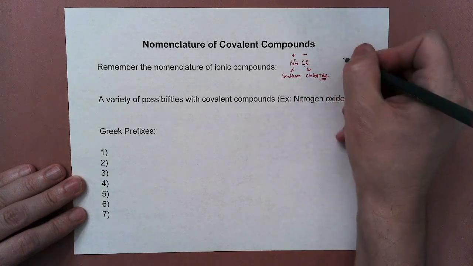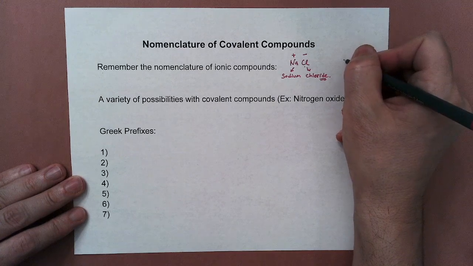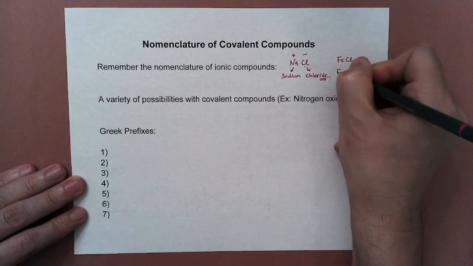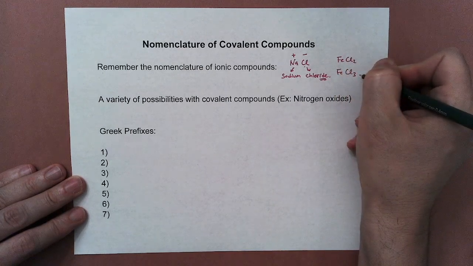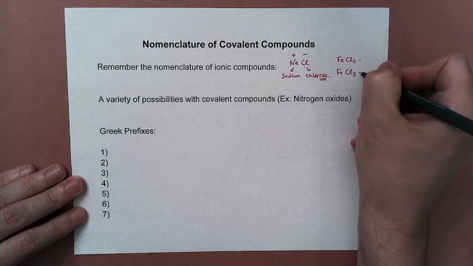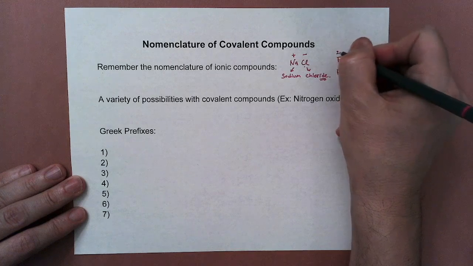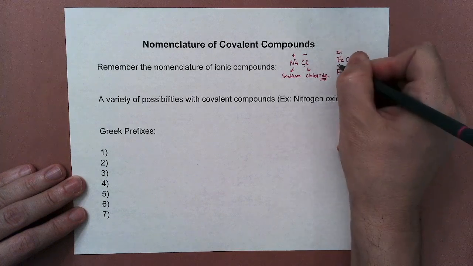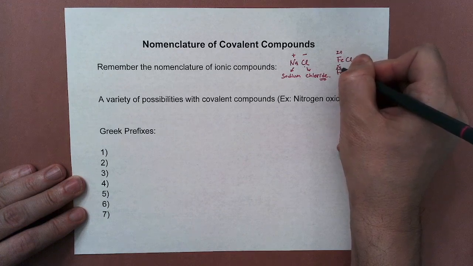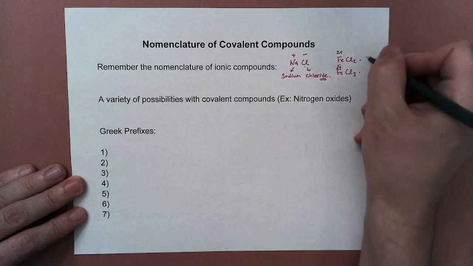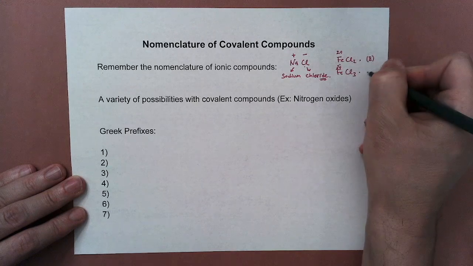In some cases, if you remember, we were using Roman numerals. For example, FeCl2 and FeCl3, they both are iron chlorides. This is iron chloride, that is iron chloride. However, in the first one, the charge of iron is 2+. And in the second one, the charge of iron is 3+. In order to distinguish these two compounds from one another, you say that this is iron(II) chloride, and then you say iron(III) chloride.